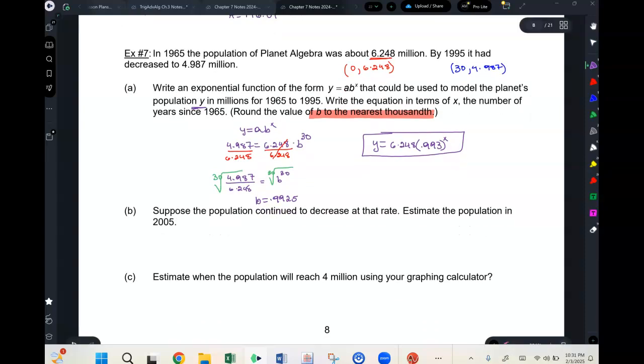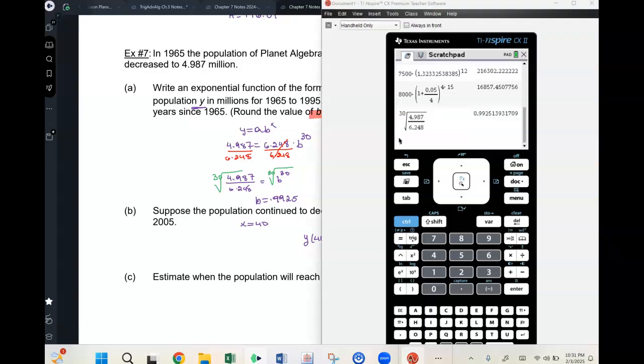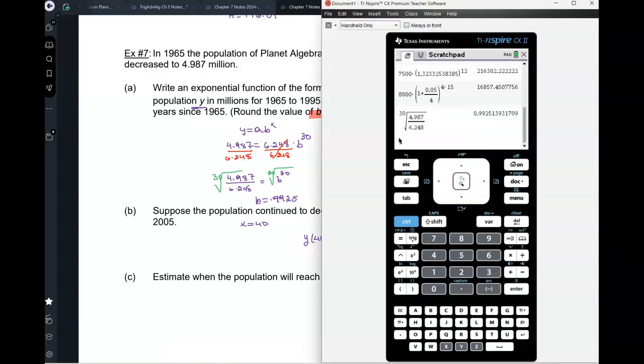Okay, next. Suppose the population continued to decrease at the same rate. Estimate the population in 2005. So in 2005, now 40 years have passed from the initial, right? So now x is equal to 40. So we want y of 40, 6.248 times 0.993 to the power of 40. Okay, when you go here, this is my value of b, right?